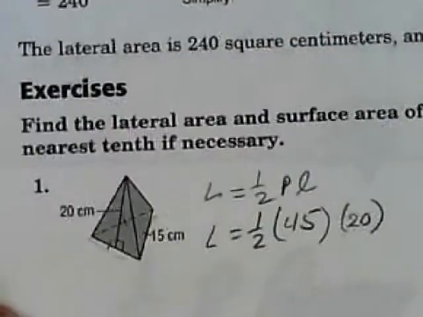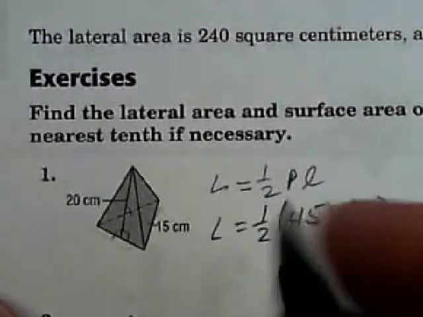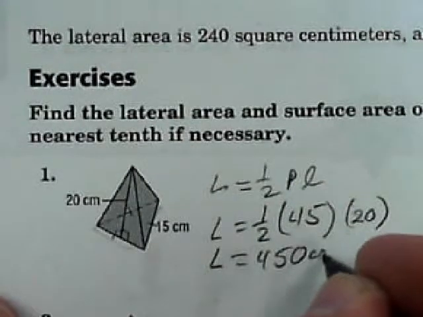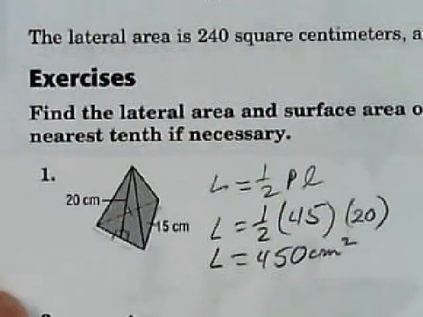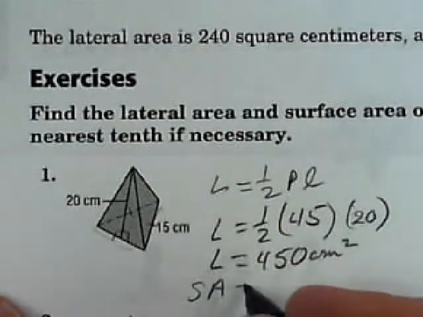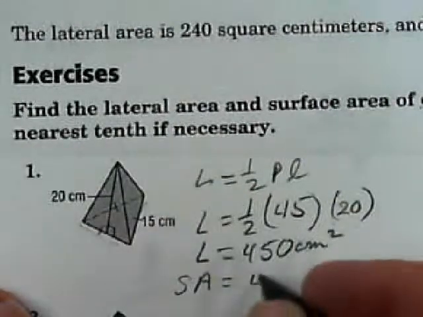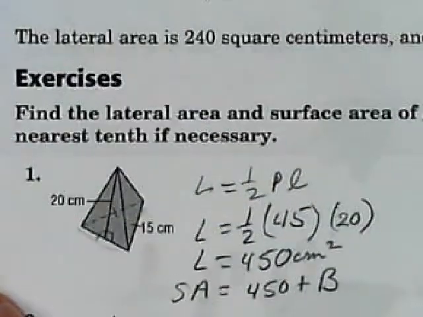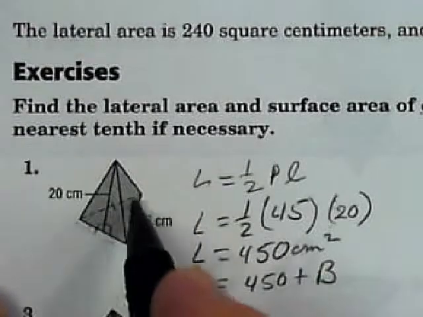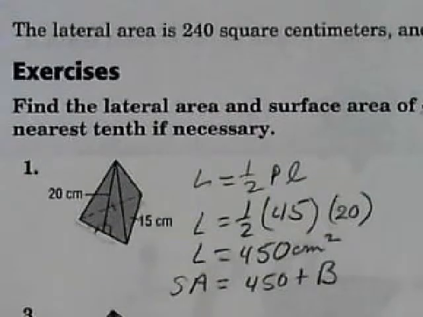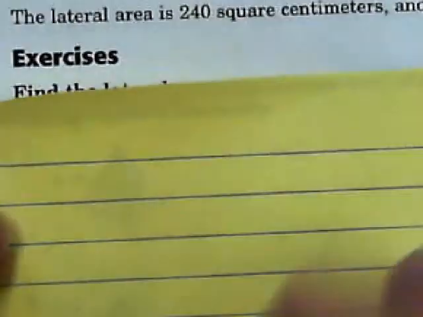So for the lateral surface area, I can multiply all these together, and it looks like you'll get 450 square centimeters. Now to find the total surface area, 450 plus the area of the base. I have a triangle, correct? And I've got to find the area of that triangle, and we have two different ways that I can find the area of that triangle.